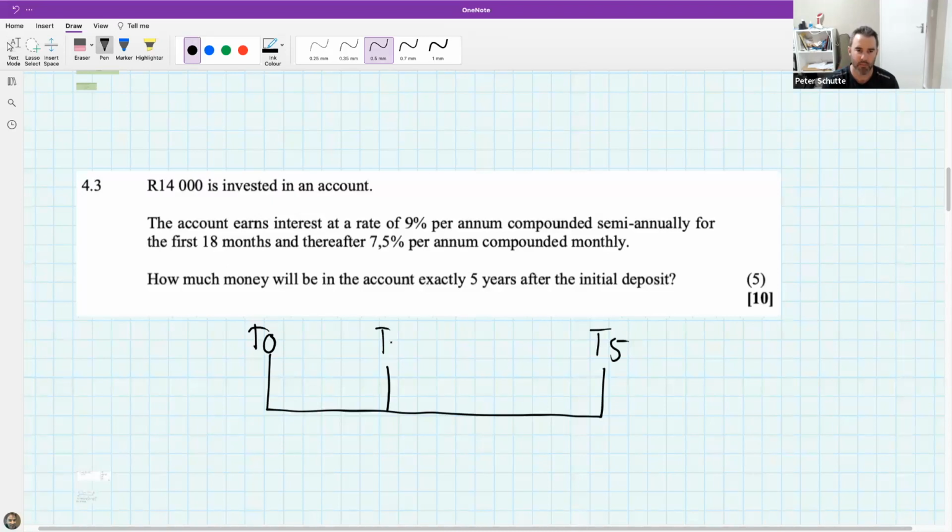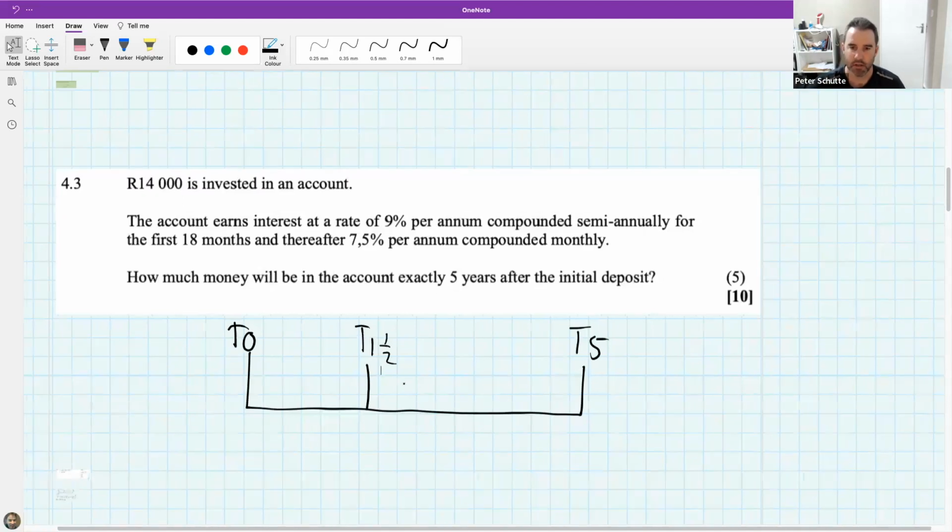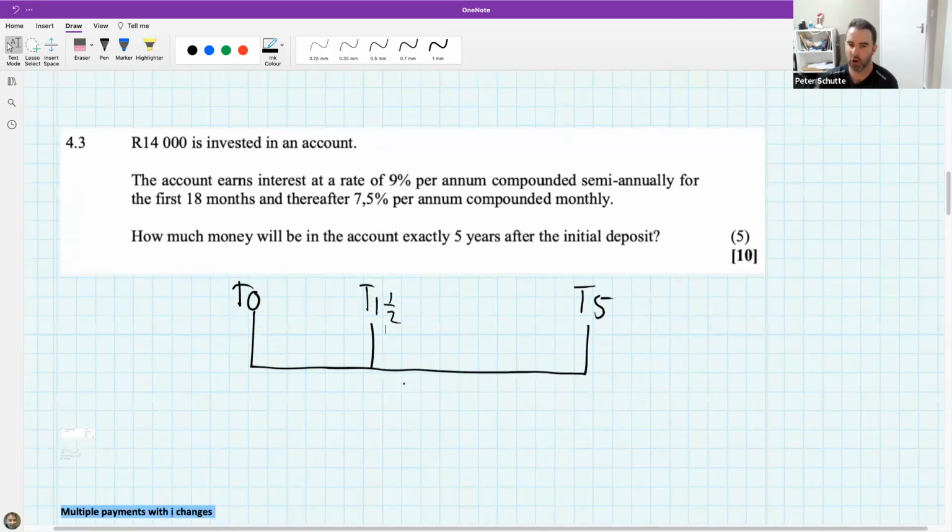Now, what maybe is a little bit tricky is I would have T equals 1.5 because 18 months is 1.5. And I like to keep it in years. It's a bit easier. Now, you need to think what interest rates go on to what parts.